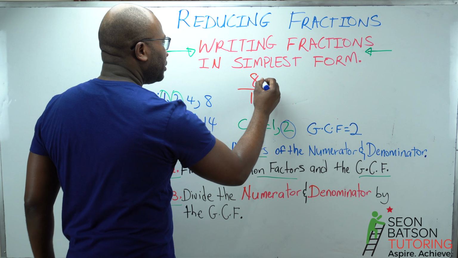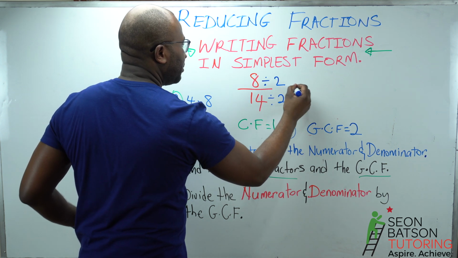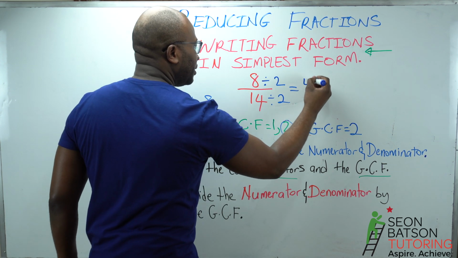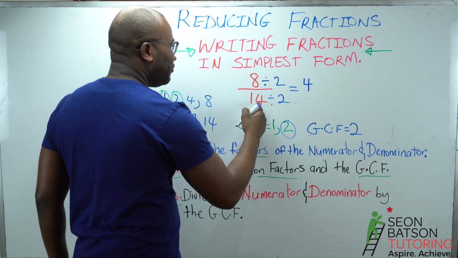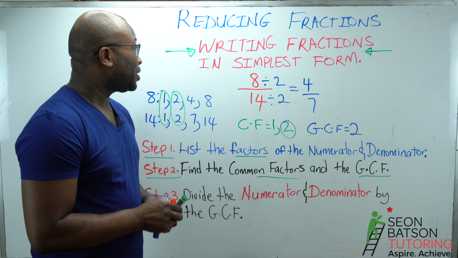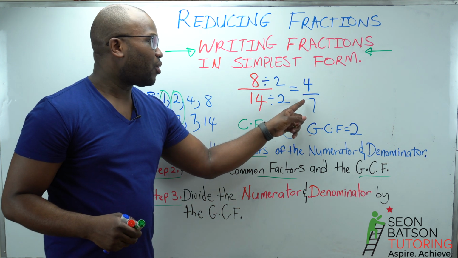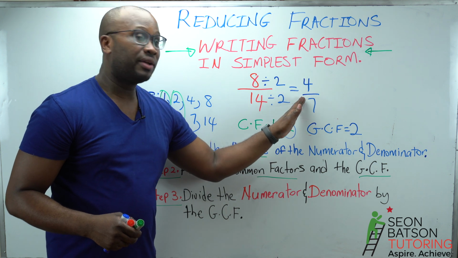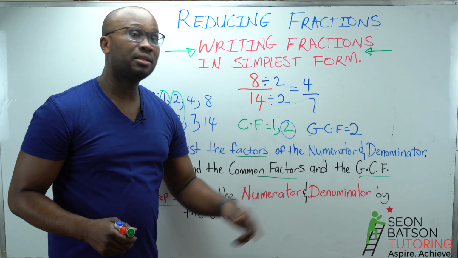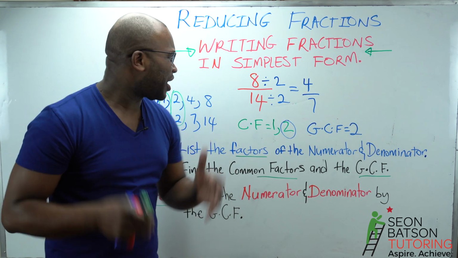Step 3, we will divide the numerator and the denominator by 2. 8 divided by 2 is 4. And 14 divided by 2 is 7. So 8 over 14 in simplest form is equal to 4 over 7. 4 over 7 is in simplest form because the greatest common factor of 4 and 7 is 1. Get the idea? Very simple, very fun.